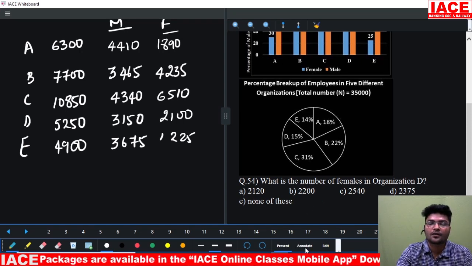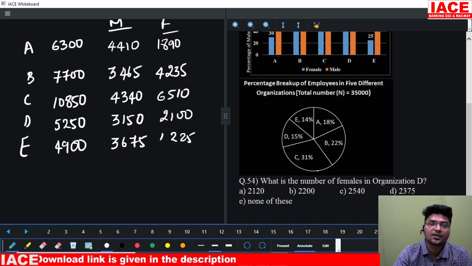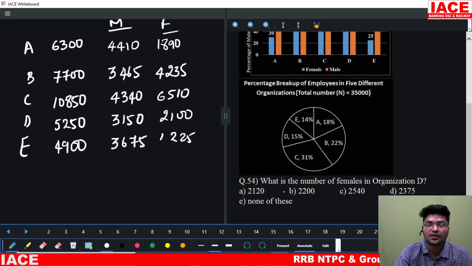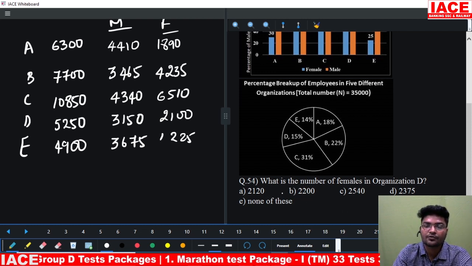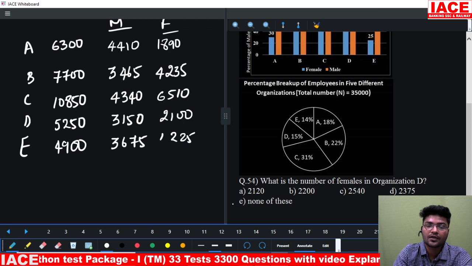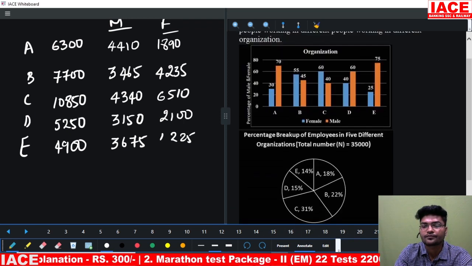Question number 54. What is the number of females in organization D? Very simple. Number of females in organization D is 2100. We don't have any 2100, so the correct option will be none of these. That is option E. Next question.